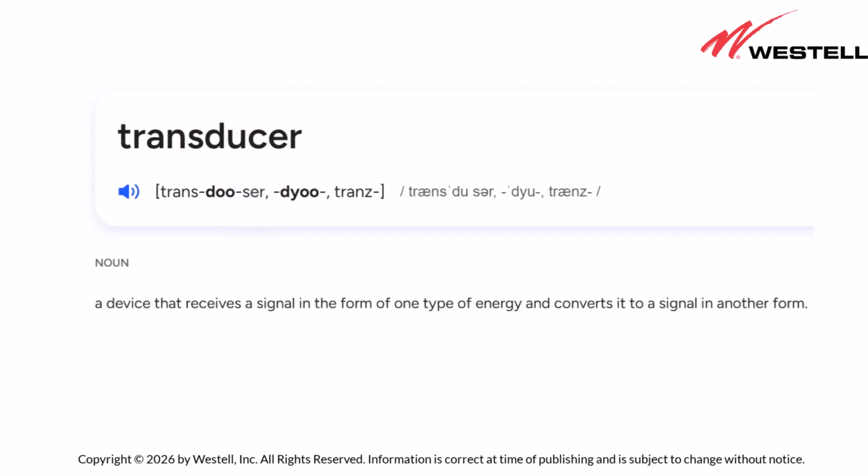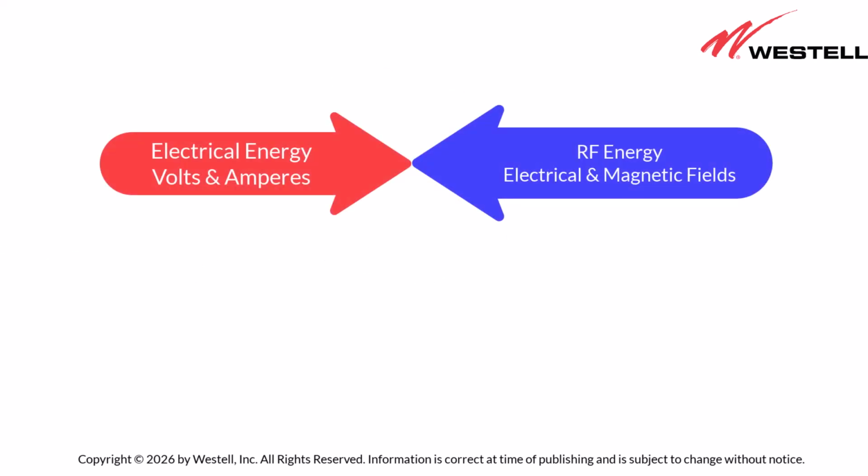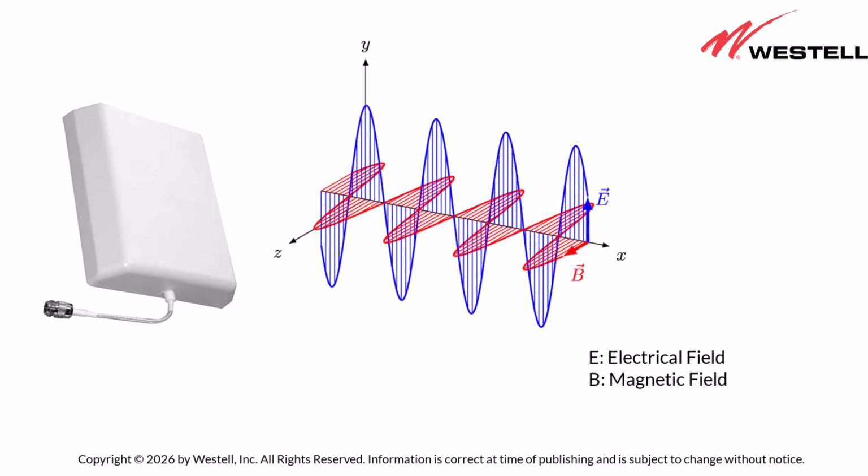Antennas are transducers. Transducers are devices that convert one form of energy into another. Specifically, antennas convert electrical energy into radio frequency energy and vice versa. Electrical energy is measured in volts and amperes. Electrical and magnetic fields describe RF energy. The electrical and magnetic fields are 90 degrees apart.